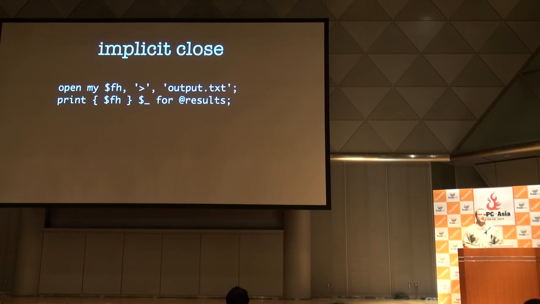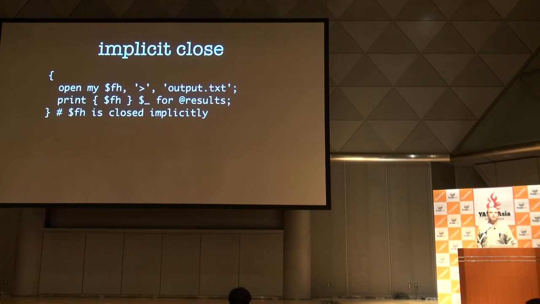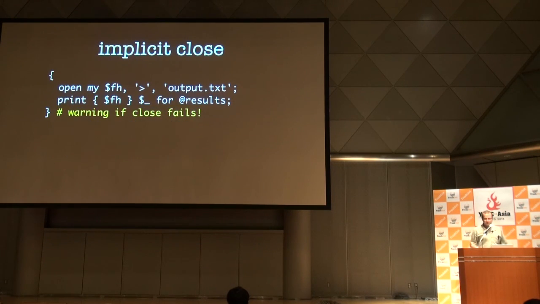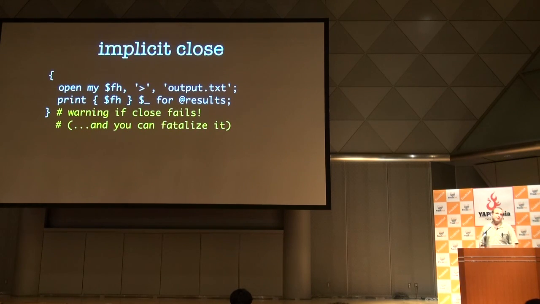People like to use this version of open, not just three arguments, but with a lexical variable. And the reason is, if your lexical variable is in a scope, and you leave scope, your file handle is closed. You can't leak file handles. But if your disk was full, and you couldn't close, and the close failed, nothing tells you, and you just lost your file. In the newest Perls, 5.22, you will get a warning. It will say, you had me closing this file handle, and it didn't work. That's bad. And if you want, you can make that warning fatal at runtime, so your program will get an exception when it tries to close something and fails.